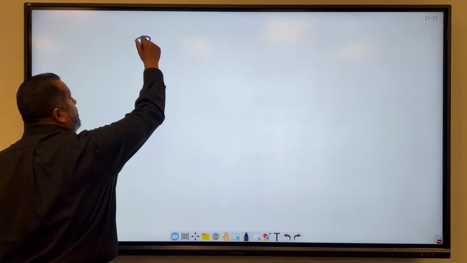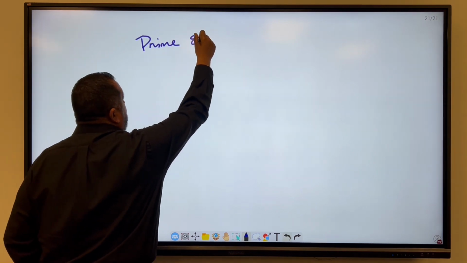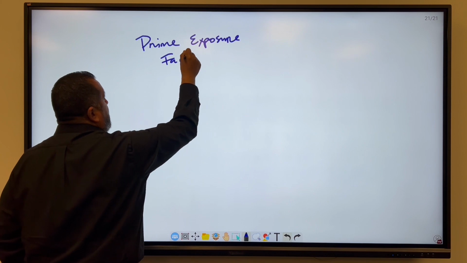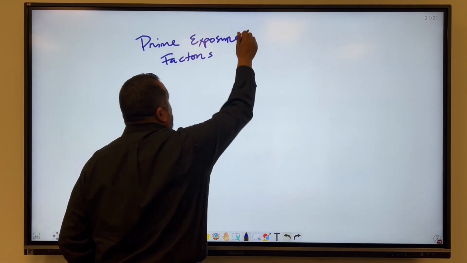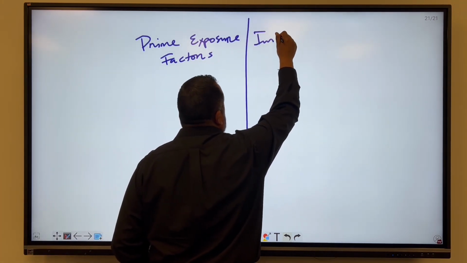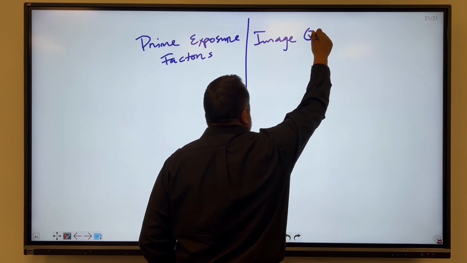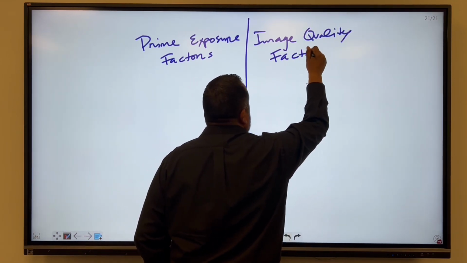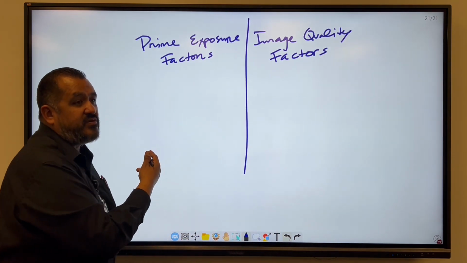You have prime exposure factors, and you have image quality factors. So there's two different ones. I want to make sure that you know that they're different. Image quality factors are different from prime exposure factors.